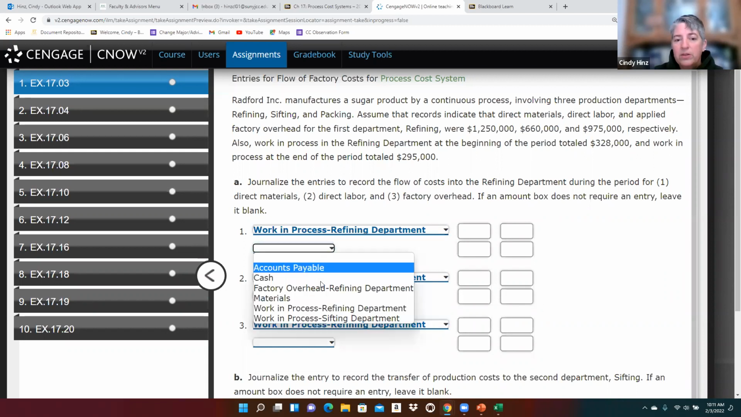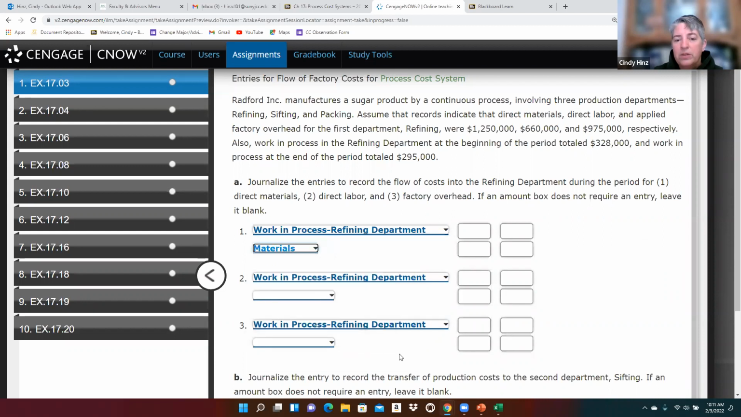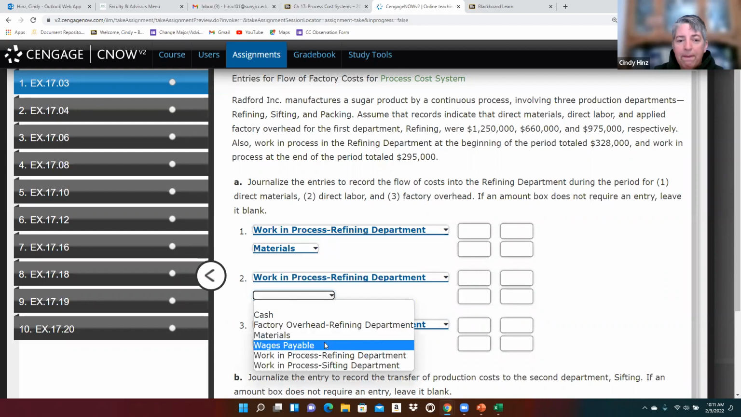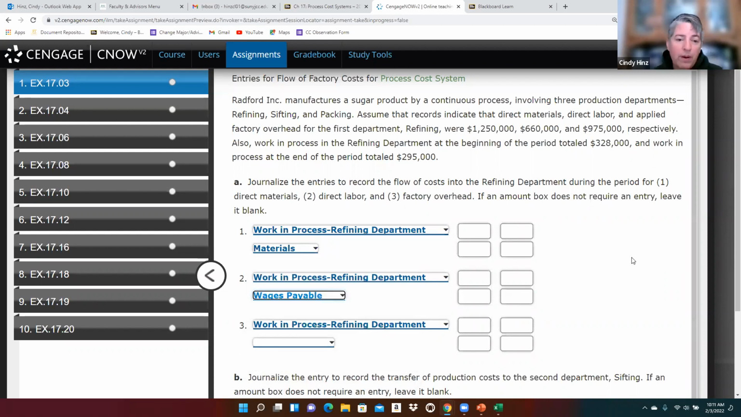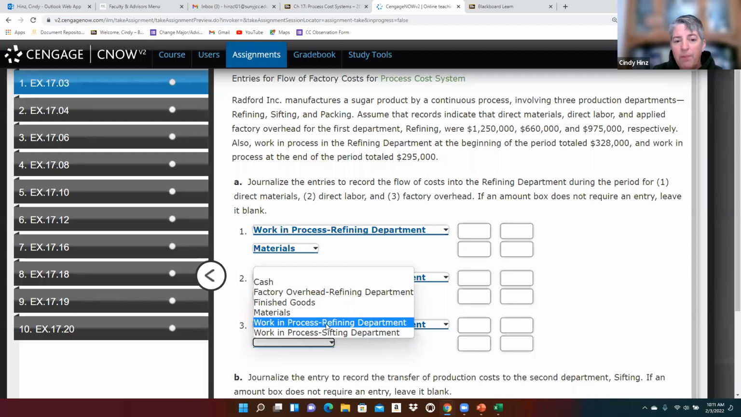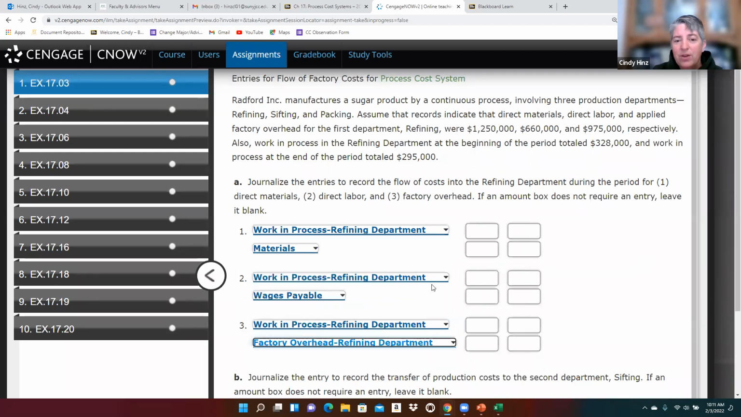So where do the materials come from? They come from the materials inventory account. Where does direct labor come from? It comes from the payroll department as wages payable. And where does the factory overhead come from? It's being allocated from the factory overhead account.